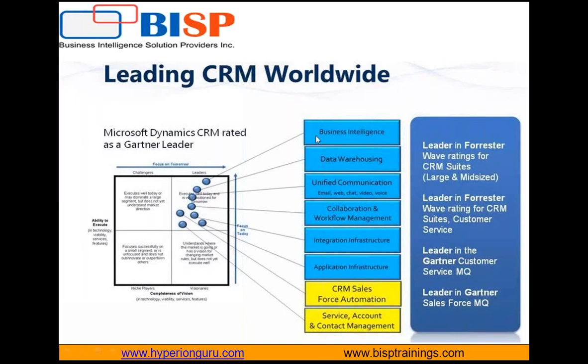And if you see this, it has business intelligence, data warehousing, unified communication like email, web chat, videos, voice, and collaboration and workflow management, integration infrastructure, application infrastructure. So all these are features of Dynamics CRM. That's why it falls within the leaders quadrant of Gartner. It has the completeness of vision and the ability to execute. That's why it falls in the leaders quadrant, right?